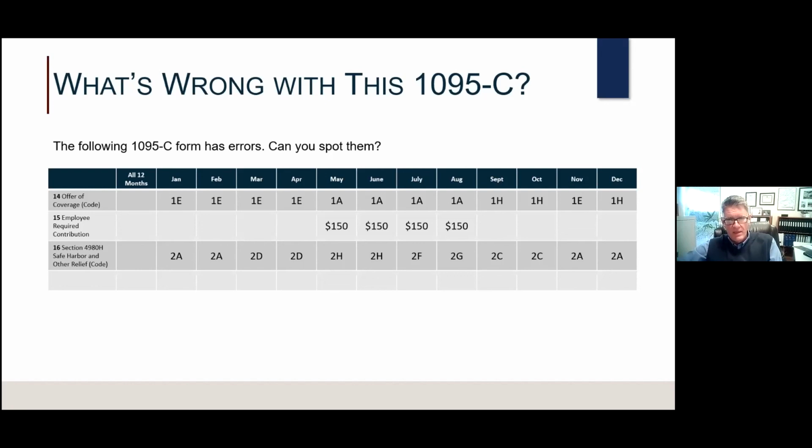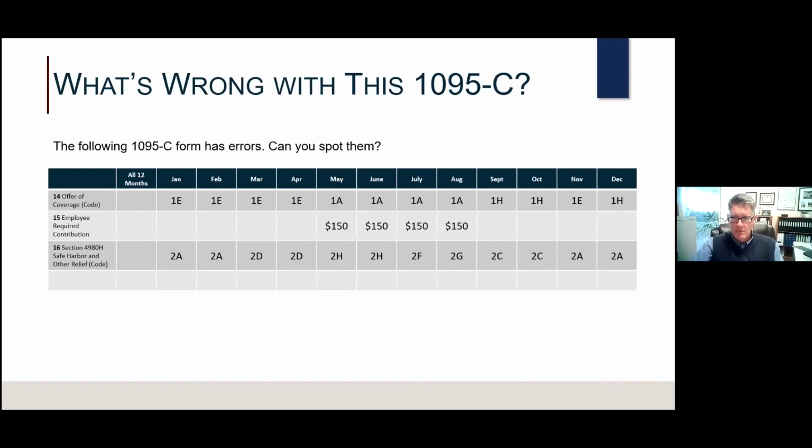If you look at May and June, that may be accurate, except what's the 1A? So there shouldn't be 1A with a cost of coverage of 150. What I meant when I was saying that might be accurate is in the safe harbor code. That might be an accurate safe harbor code, but the offer code of 1A is what's the problem here. And then again in June and July and August, you've got 1A, qualifying offer of coverage, with a cost of coverage that's well above that. And then you've got a mix of safe harbor codes on this form as well. You've got 2H, 2F, 2G. You can't mix in different safe harbor codes on a single 1095.